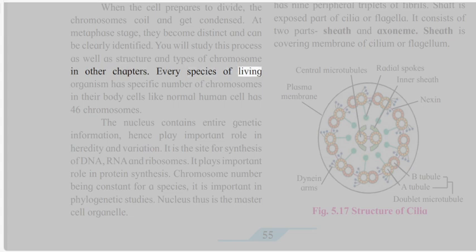Every species of living organism has a specific number of chromosomes in its body. A normal human cell has 46 chromosomes. The nucleus contains the entire genetic information, hence plays an important role in heredity and variation. It is the site for synthesis of DNA, RNA and ribosomes. It plays an important role in protein synthesis. Chromosome number being constant for a species, it is important in phylogenetic studies. The nucleus thus is the master cell organelle.